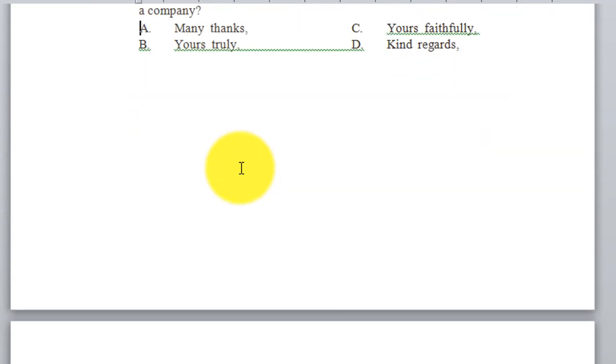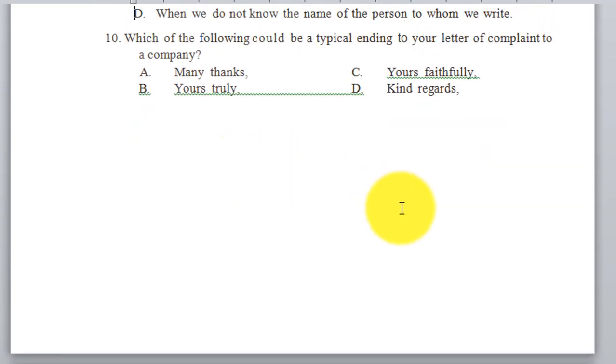Which one of the following could be a typical ending of your letter of complaint to a local company? It's a kind of formal letter, our complaint letter. Look here, we have common ways of concluding a formal letter. One is yours faithfully, second yours affectionately, the third sincerely yours, or yours sincerely, or sincerely.